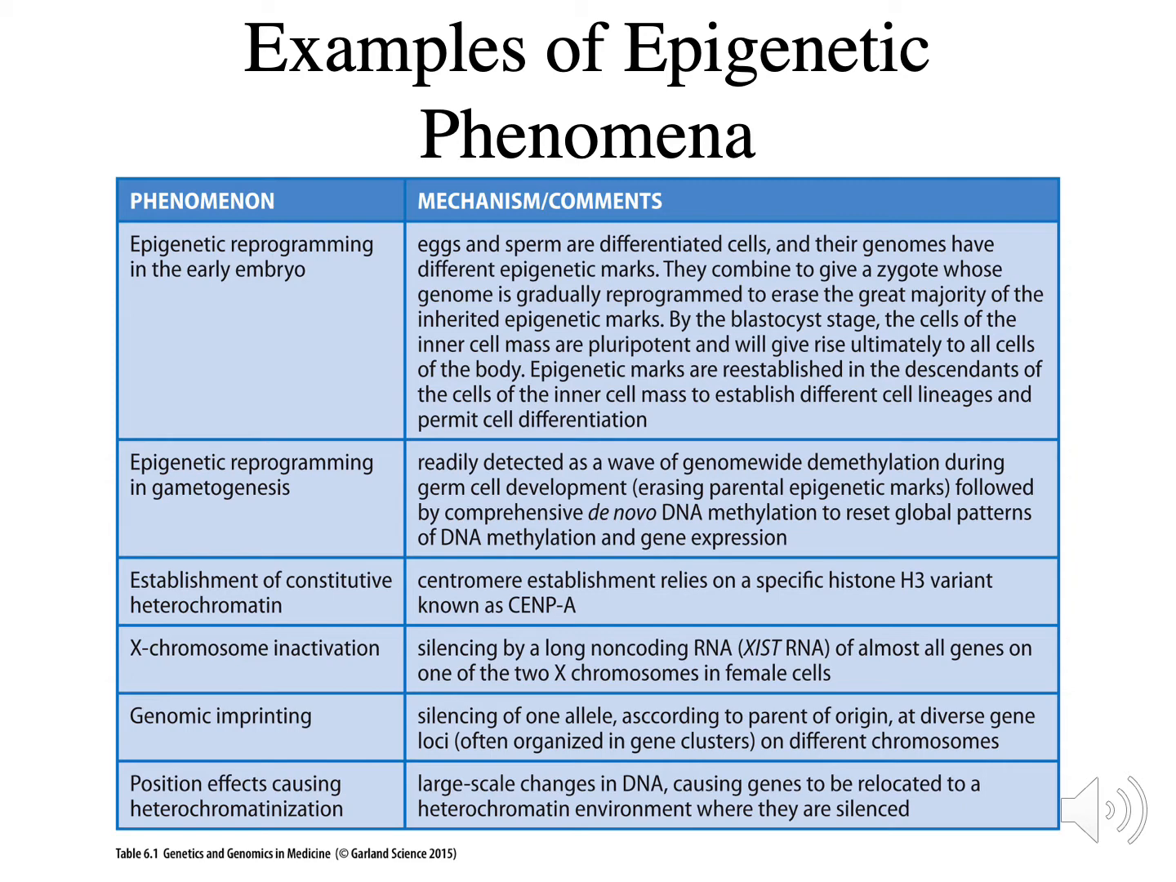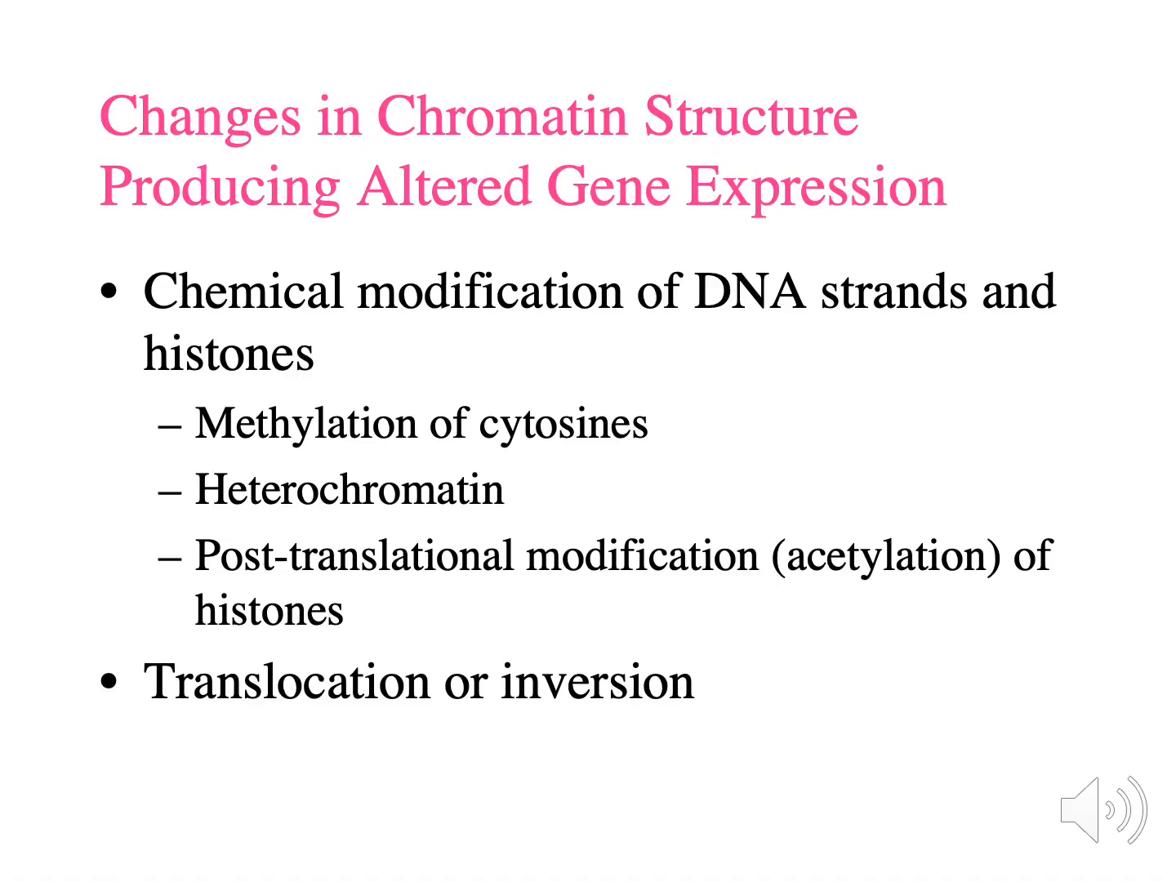It's important to consider that changes in chromatin structure actually influence altered gene expression. So in our previous module, we talked about how changes in the DNA sequence, or cis-acting elements, can alter gene expression. But changes in the chromatin structure itself can produce altered gene expression.